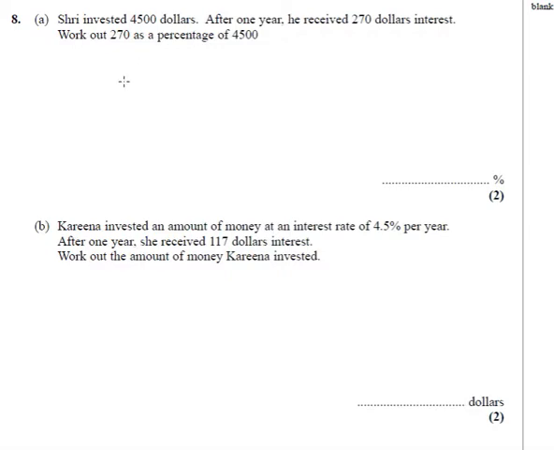Question 8 is all to do with percentages. Shri invests $4,500. After 1 year, he receives $270 interest. Work out 270 as a percentage of 4,500.